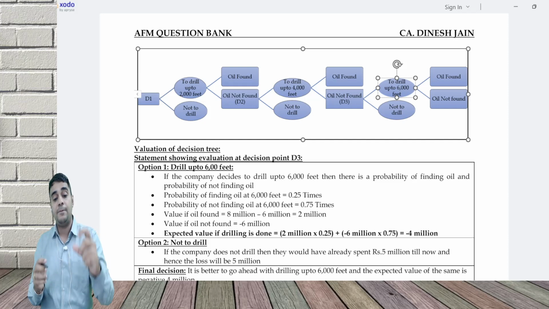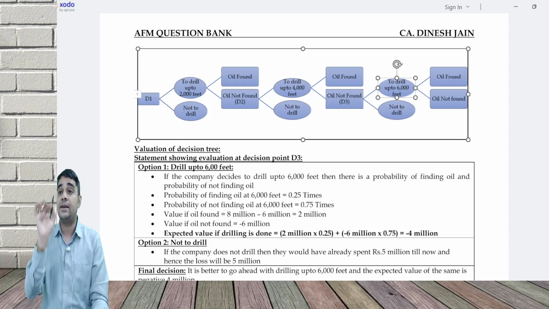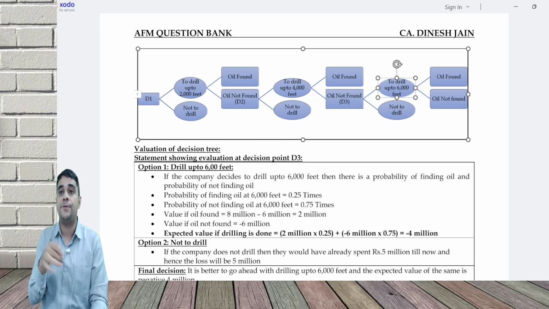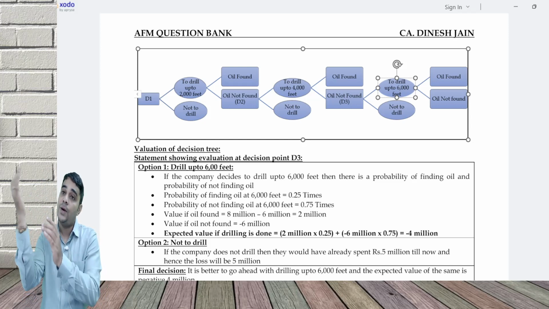But wherever I have written oil found or oil not found, I put a rectangle, because after that you have to take a decision. Valuation is in the reverse order.